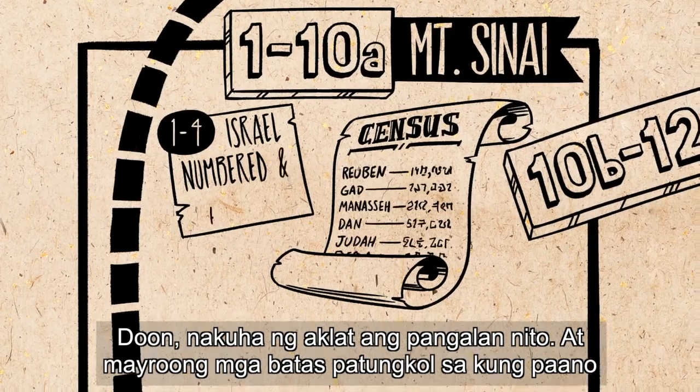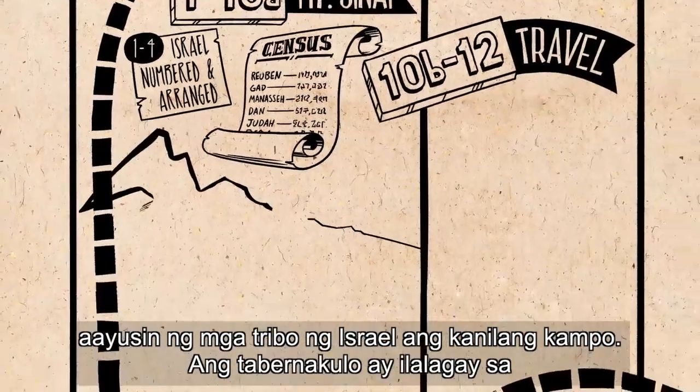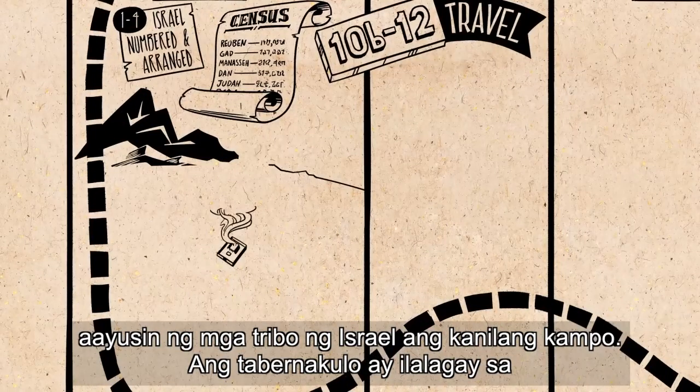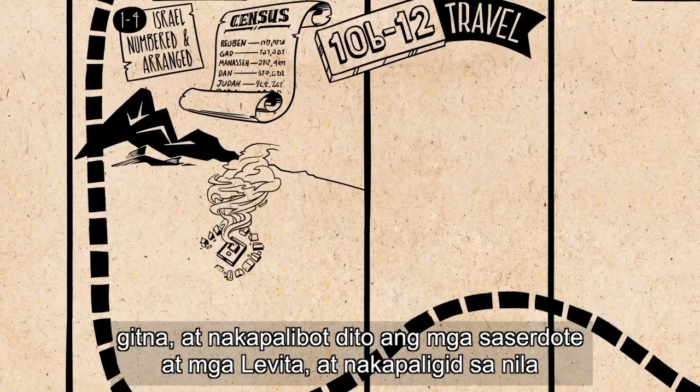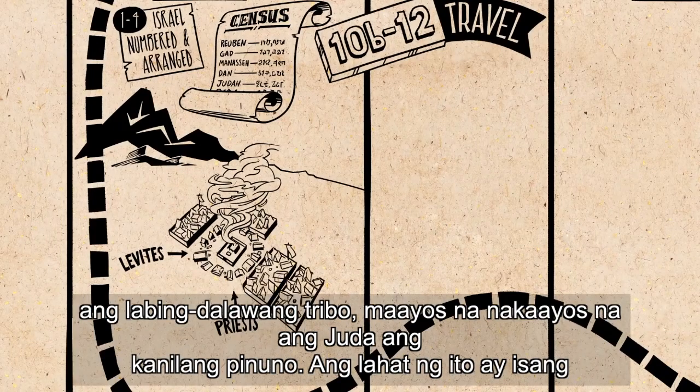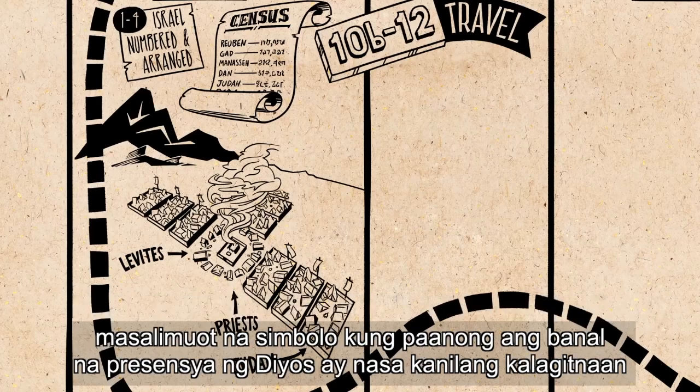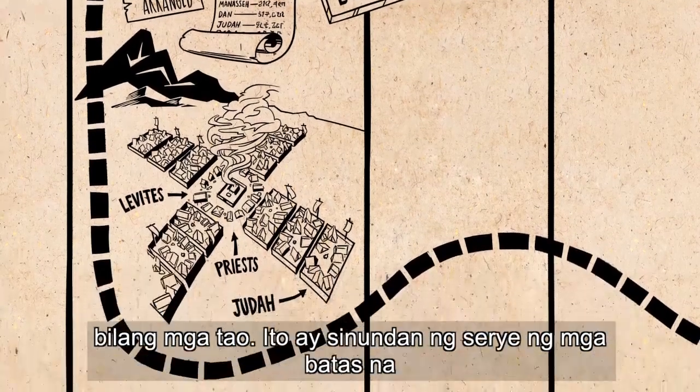And then there are laws about how the tribes of Israel were to be arranged in their camp. So the tabernacle was to be at the center, and then around that, the priests and the Levites, and then around them, the 12 tribes neatly arranged with Judah at their head. Now, this was all an elaborate symbol about how God's holy presence was at the center of their existence as a people.